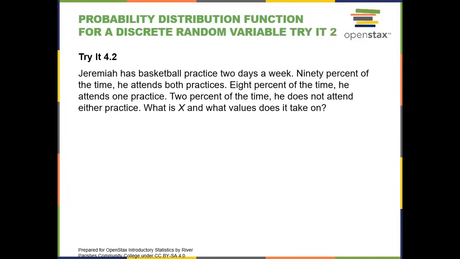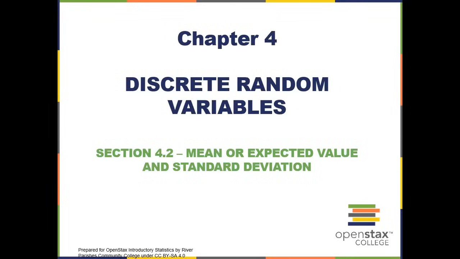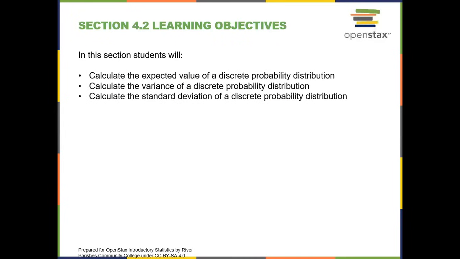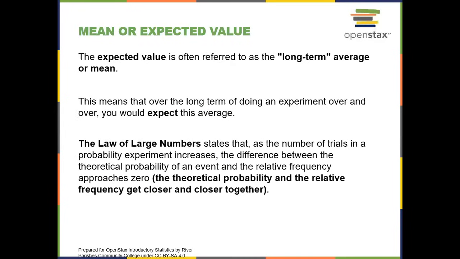How do you calculate the mean or expected value and standard deviation of a discrete probability distribution? The expected value is often referred to as the long-term average or mean. This means that over the long term of doing an experiment over and over, you would expect this average.